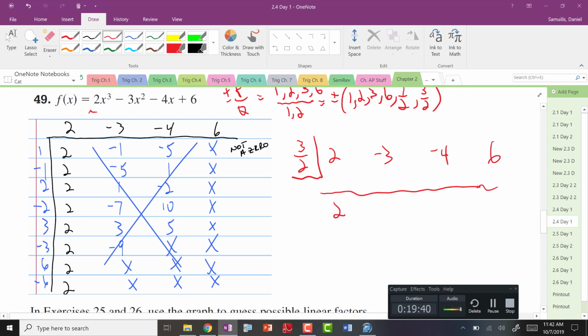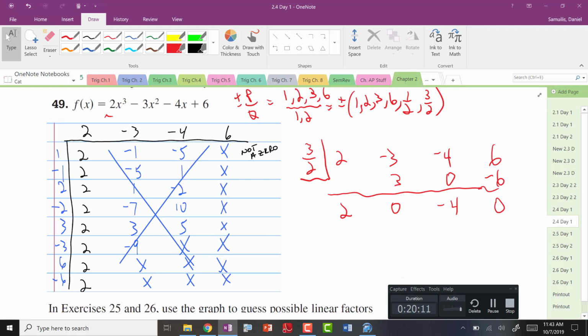Bring down the 2. Hey, what's 3 halves times 2? This makes me sad. How many people don't know this in a millisecond? It's 3. What's 3 plus negative 3? 0. Nice. This is the old way of synthetically dividing, writing the numbers down, then adding them. Oh, come on. Times 0 is 0. And then do you know what 3/2 times -4 is by chance? It is -6. 2 goes into -4 -2 times, -2 times 3.